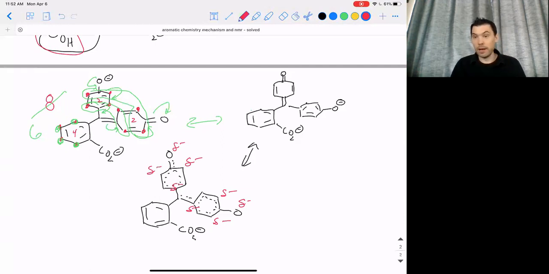And so if you're uncertain of that, or if you're uncomfortable with that, what I would encourage you to do is go through and work out all of the possible resonance structures, because you should be able to come up with one for each of the places where I've labeled a partial minus on this molecule. And that means that you should be able to come up with a total of 8 possible resonance structures. And so that would be a good exercise. All right, so that concludes this problem. 2 separate mechanisms for the phenolphthalein deprotonation, as well as a little bit of a discussion there from the NMR.